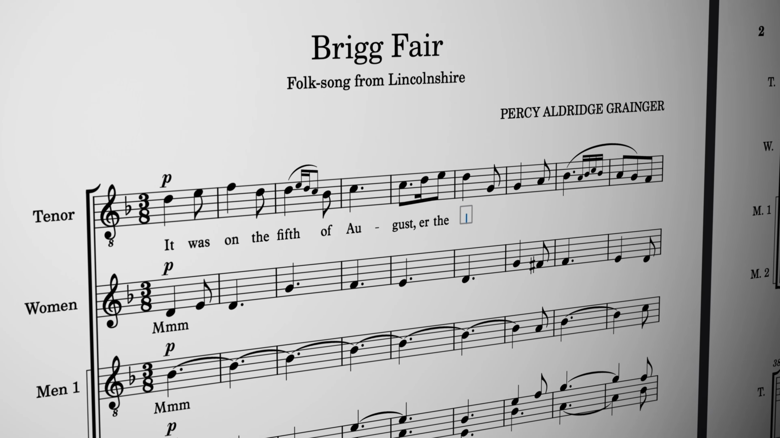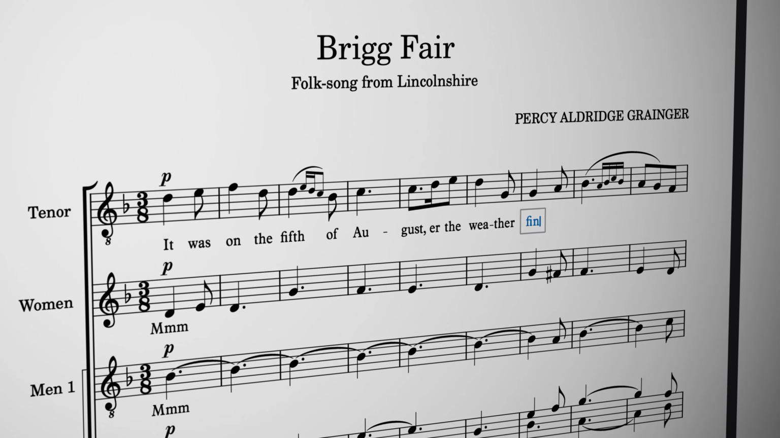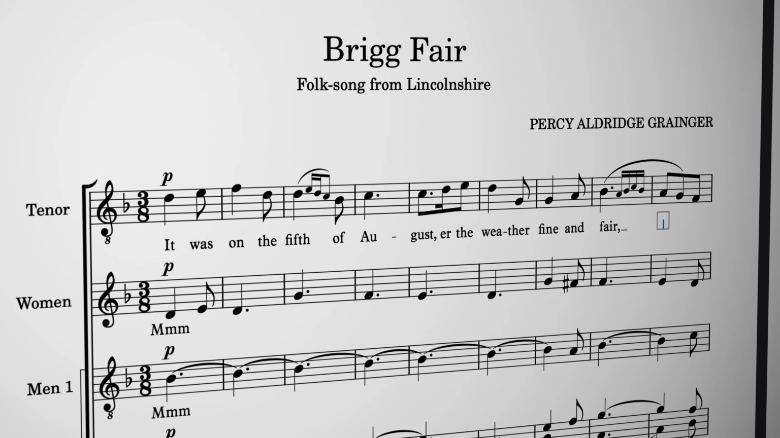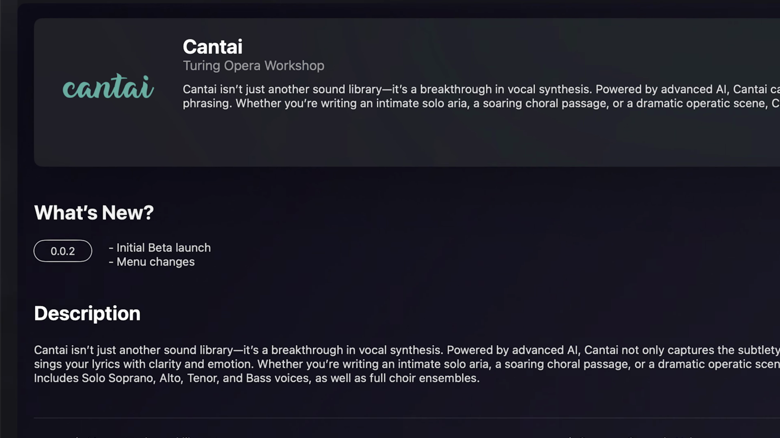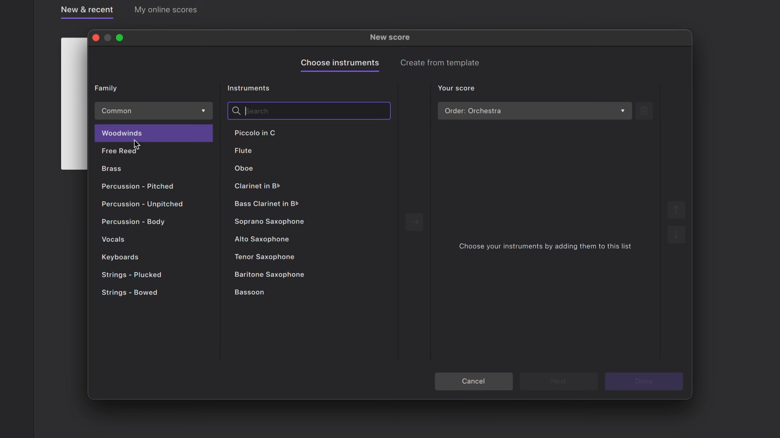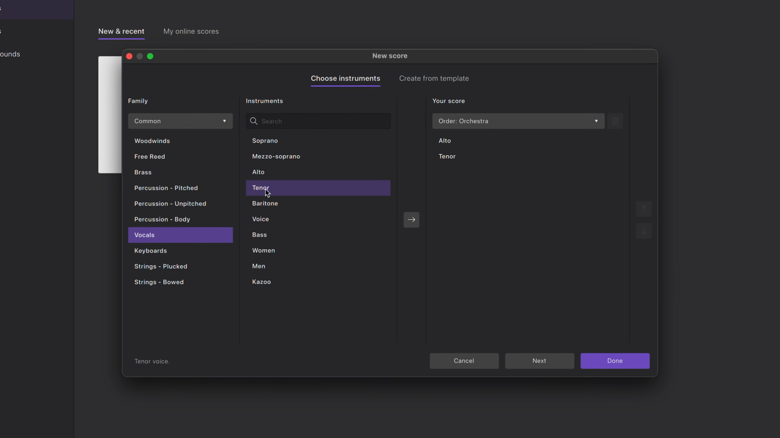Cantai can perform whatever lyrics you enter in your score, unlocking huge potential for composers and arrangers who want to include the sound of sung language in their creative process and audio mockups. To get started, you'll first need to subscribe to Cantai in MuseHub. Once you've subscribed to Cantai, open or restart MuseScore Studio and make sure you've updated to the latest version 4.6.